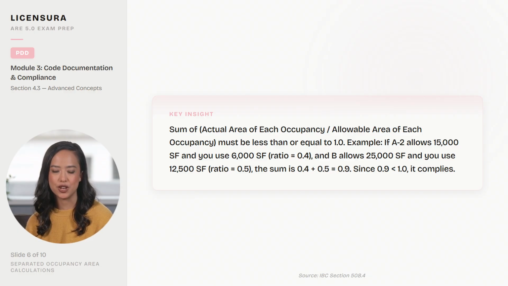Example: if A2 allows 15,000 square feet and you use 6,000 square feet, the ratio equals 0.4, and B allows 25,000 square feet and you use 12,500 square feet, the ratio equals 0.5. The sum of 0.4 and 0.5 equals 0.9. Since 0.9 is less than 1.0, it complies.